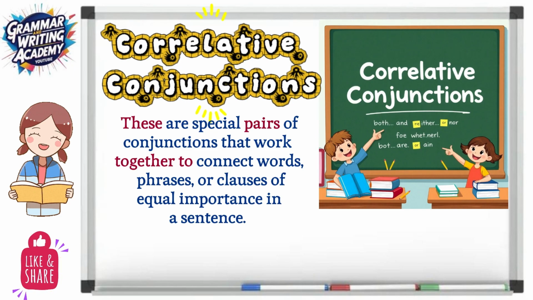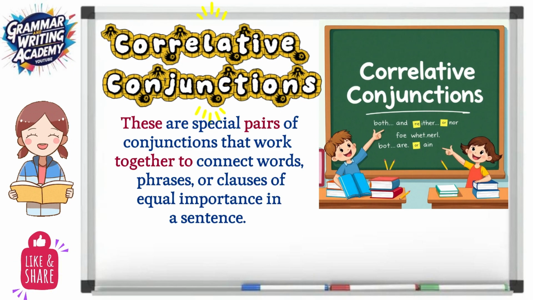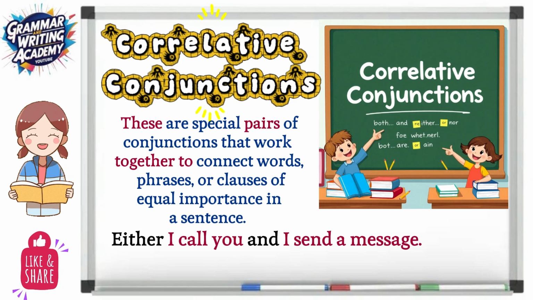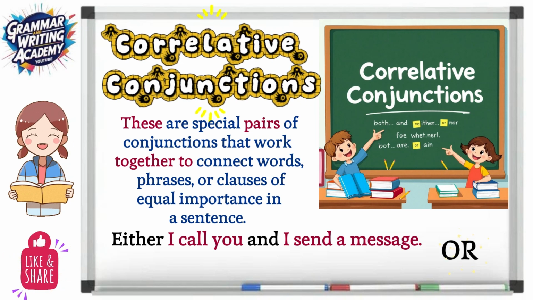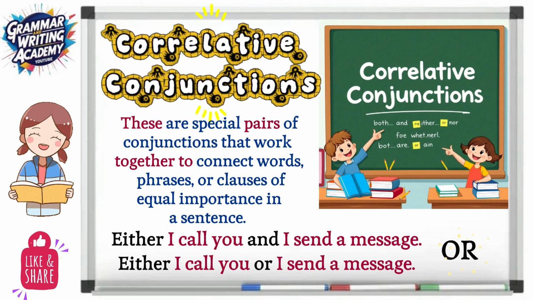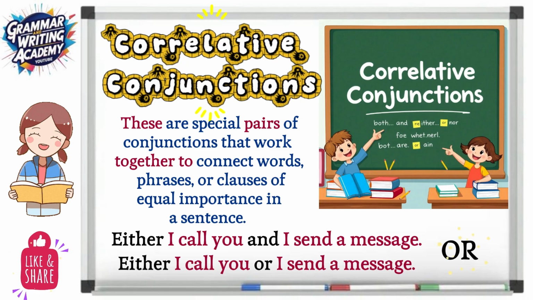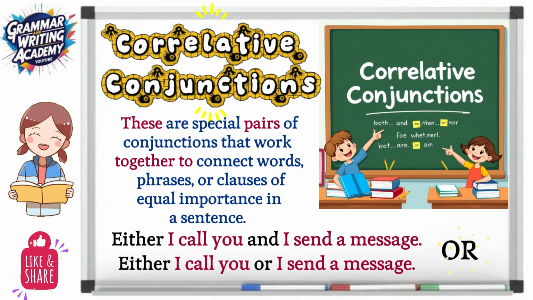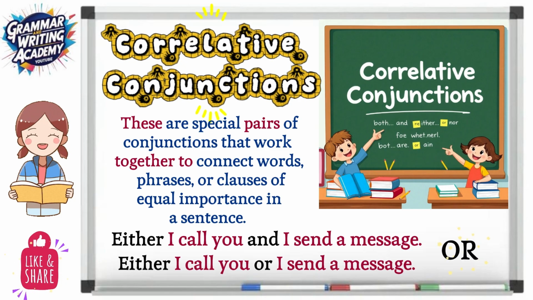Think of these two sentences. Which one is correct? Either I call you and I send a message. Or, either I call you or I send a message. If you hesitated about the answer, don't worry. Today's lesson will make everything clear and simple. By the end of this video, you'll know how to use correlative conjunctions correctly, with no confusion at all.